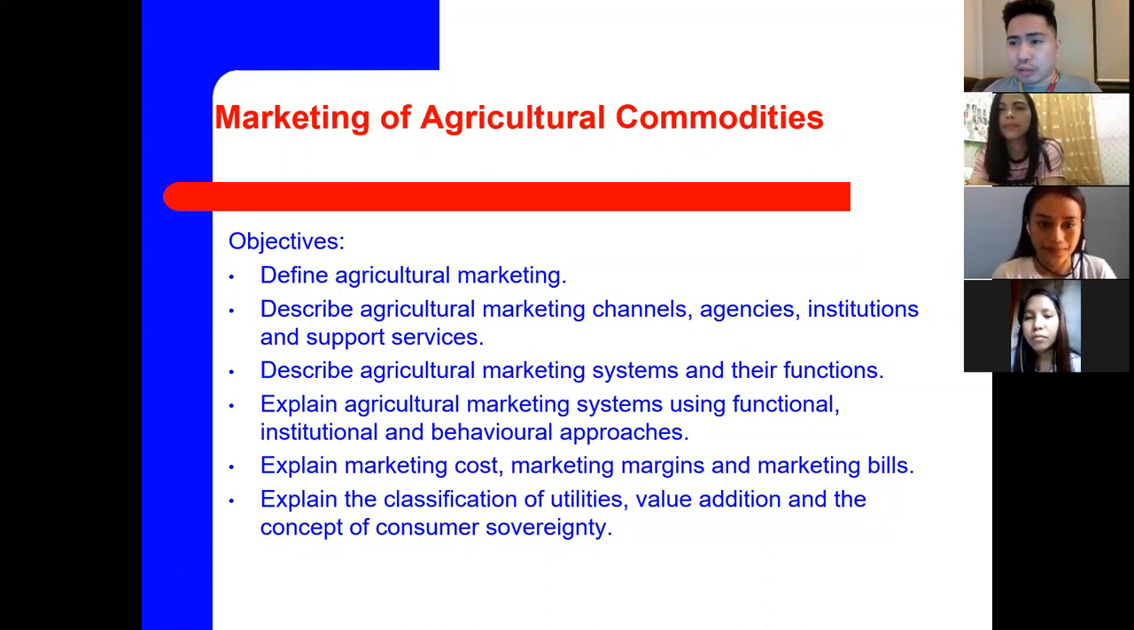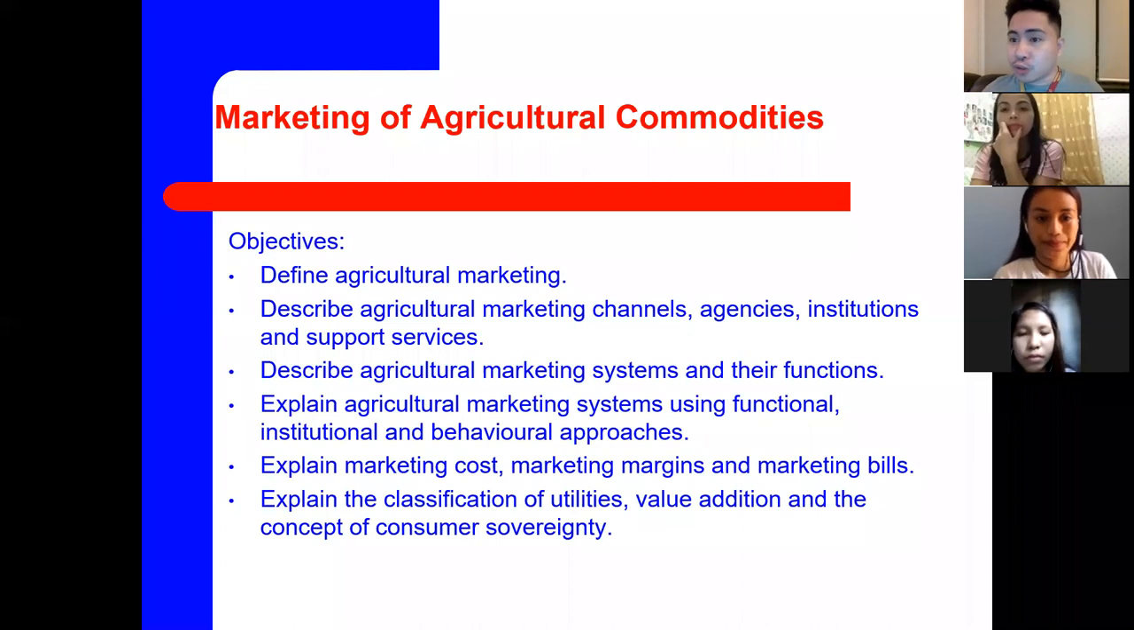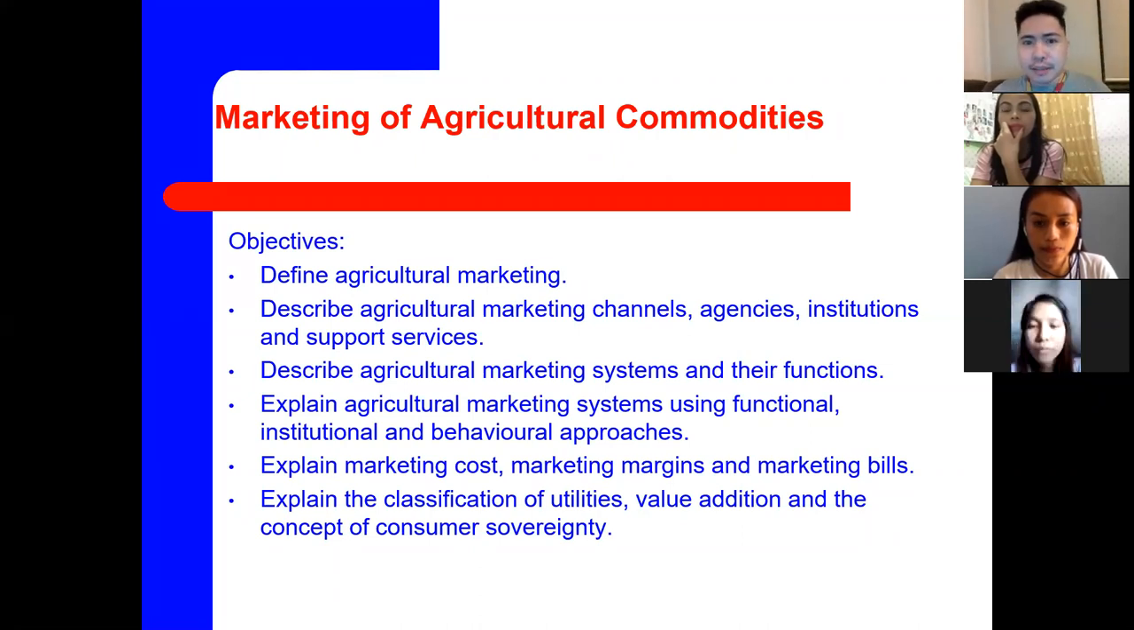Basically, the subject is composed of two important sections. We have agricultural marketing and the other one is industrial marketing. If you refer to your course syllabus, the first 3 weeks focus much more on agricultural marketing and marketing of agricultural commodities. Now, why is it important that we study marketing of agricultural commodities?